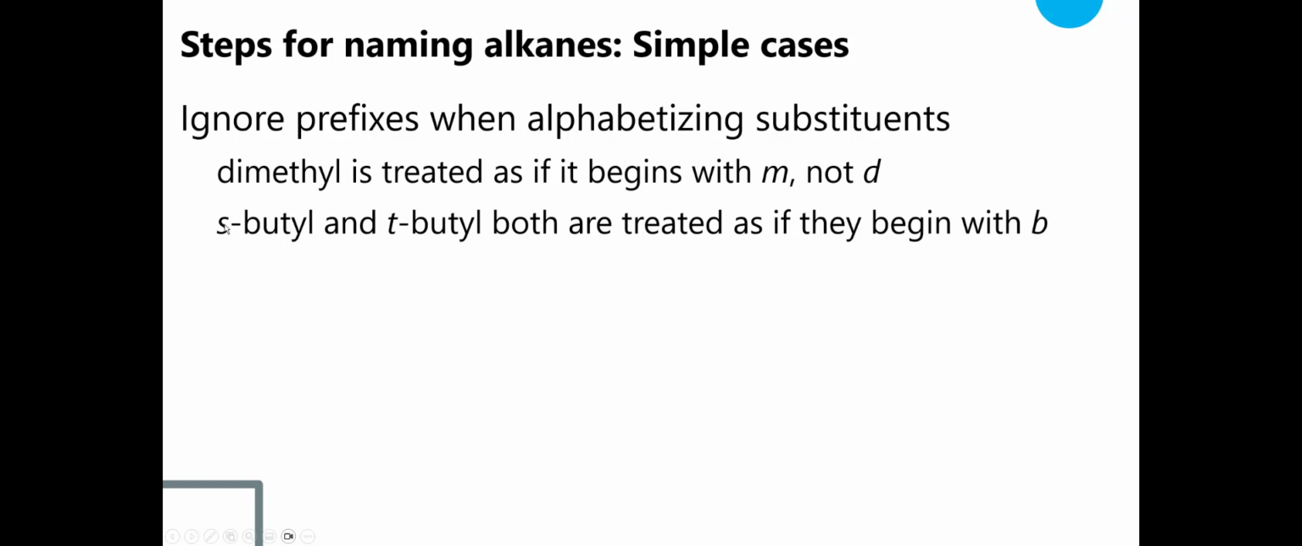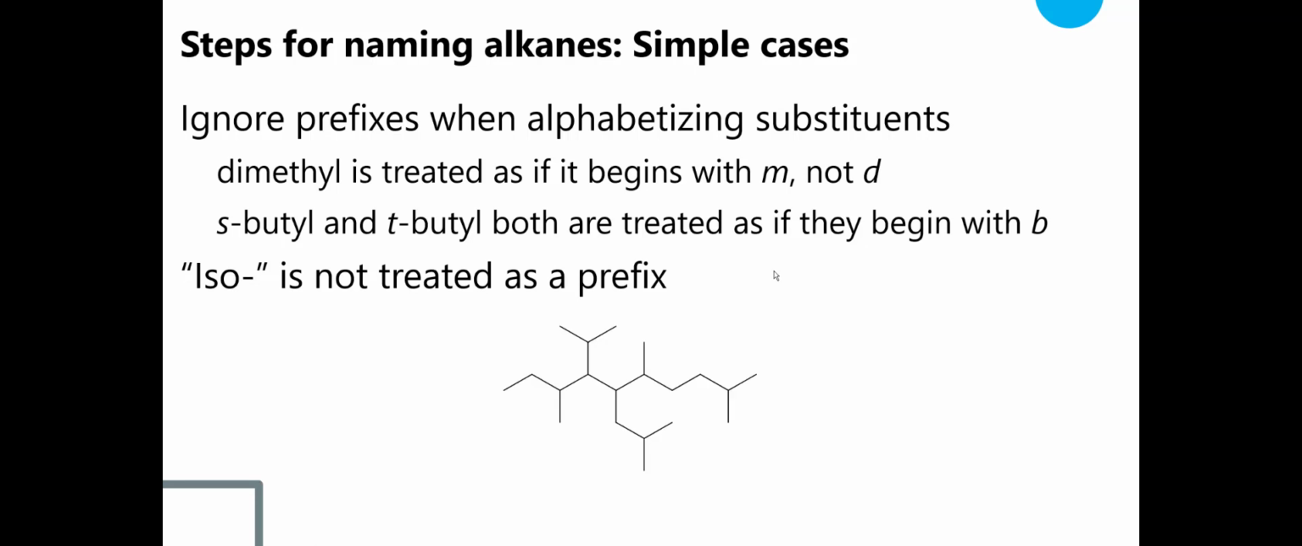The same is true for when we use the prefixes sec in sec-butyl and tert in t-butyl. They both are treated as if they begin with the letter B. Now, when we look at iso, so isopropyl, isobutyl, those are treated as if they begin with the letter I. So if we had to compare isobutyl and isopropyl, of course, isobutyl would come first. They both have iso, but B comes before P.